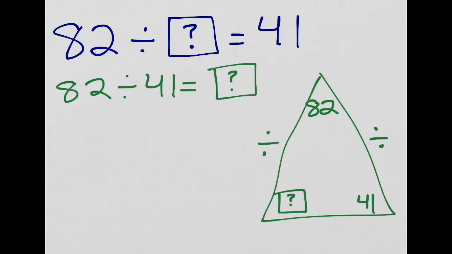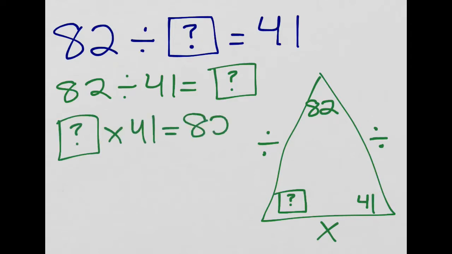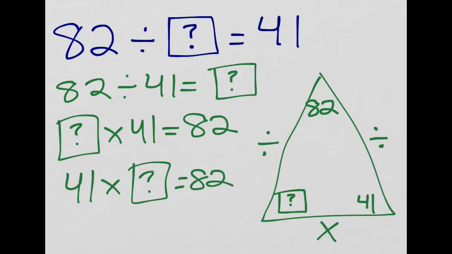Now we're going to move on to our inverse operation. And the opposite of division is multiplication. I can start down here at the bottom. I've got these two factors. I can start by multiplying my mystery number times 41. We can say mystery number times 41 equals 82. And then we can always multiply the opposite direction. 41 times the unknown value equals 82. And that's our strategy.